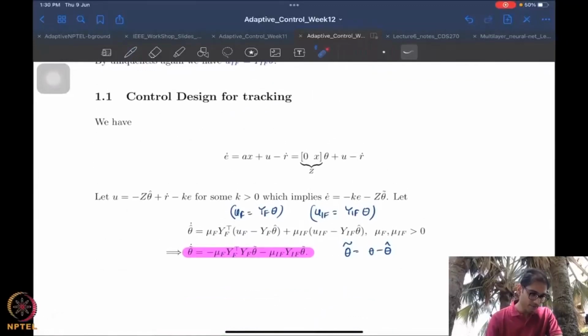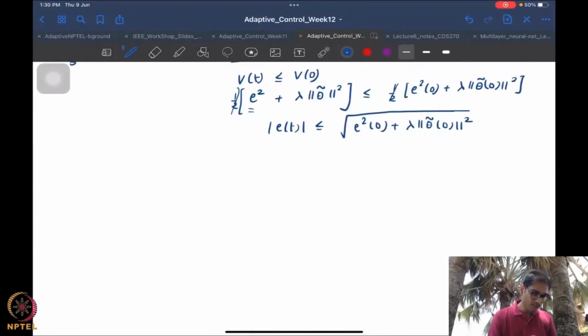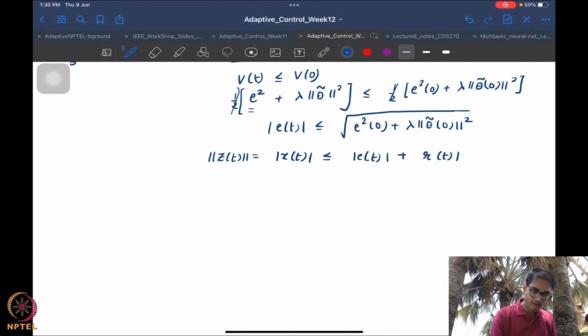Z is basically 0x, right? So then you can say that norm of z is equal to x, in fact, which is less than or equal to, right? Because r is the trajectory that I'm trying to track. So of course, if I take a bound, the trajectory is bounded.